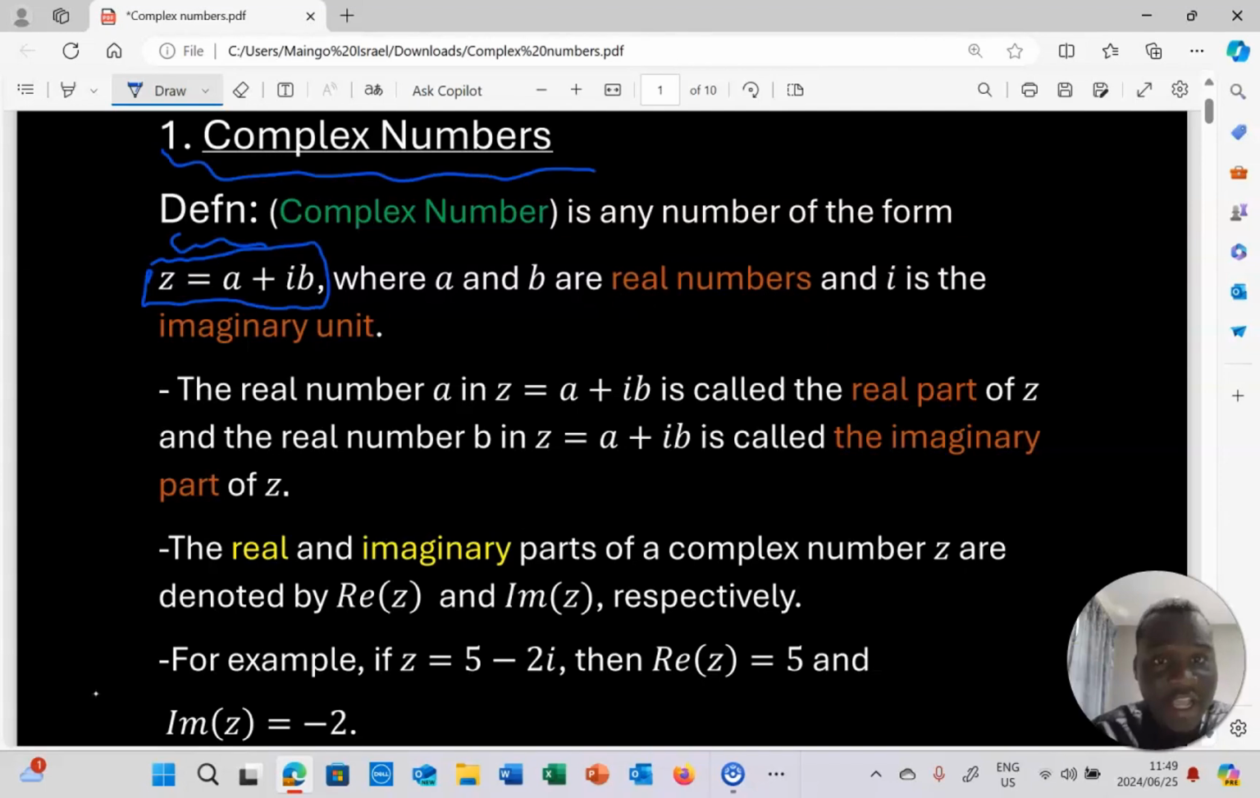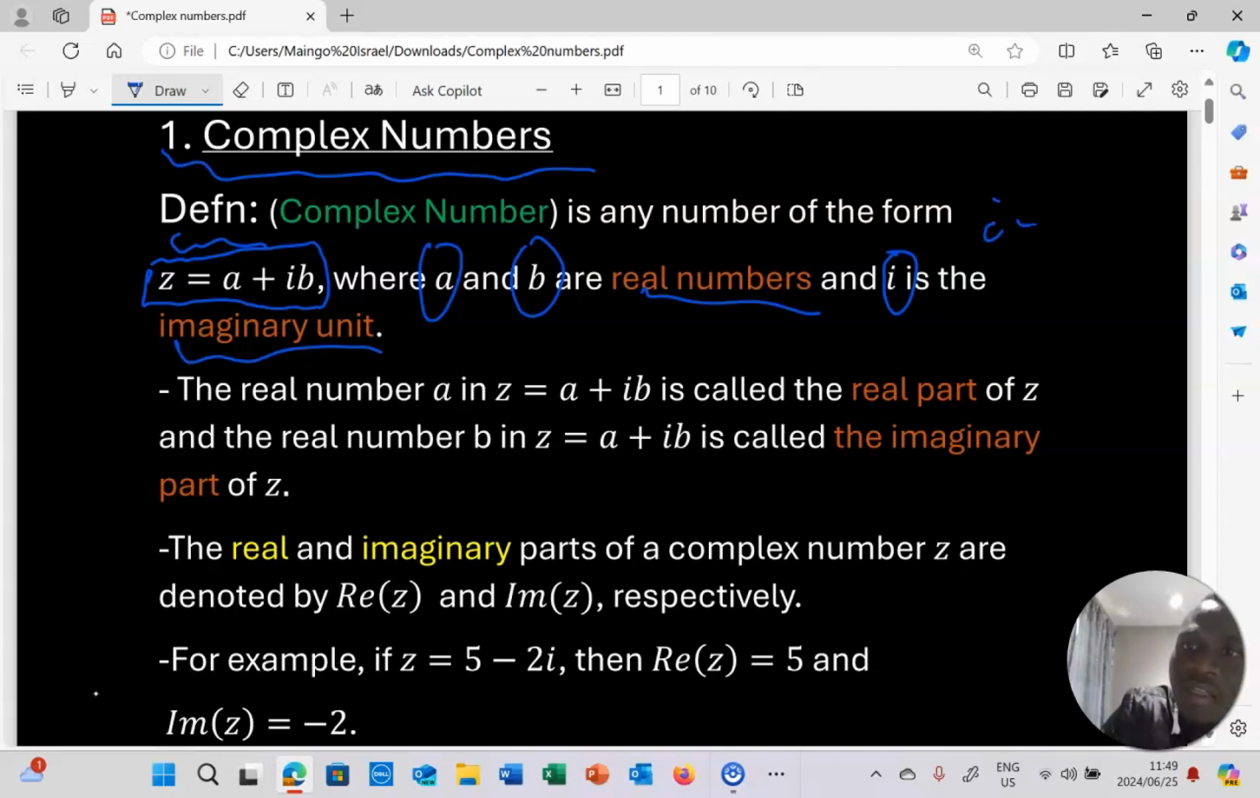Where a and b are real numbers and i itself is the imaginary number. Any number of this form z equals a plus ib is called a complex number. Remember, a and b are real numbers and i is the imaginary unit. Remember, i represents the square root of negative 1.